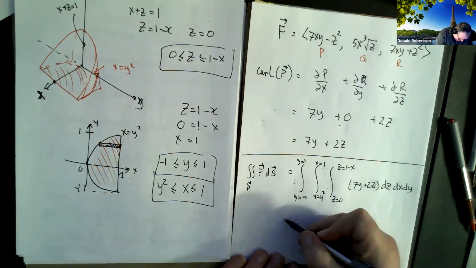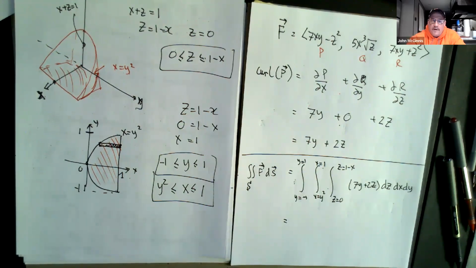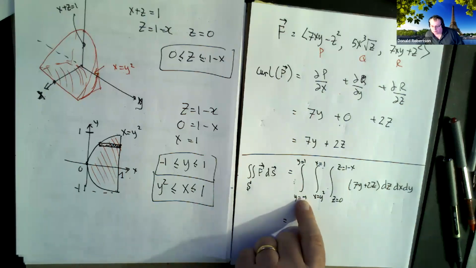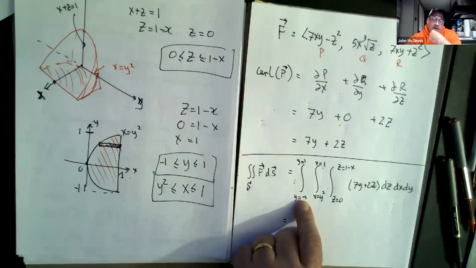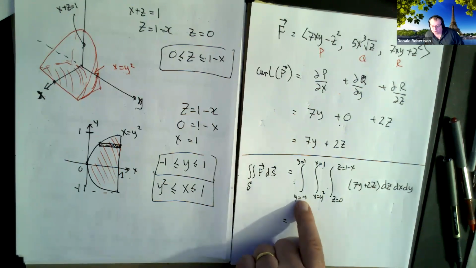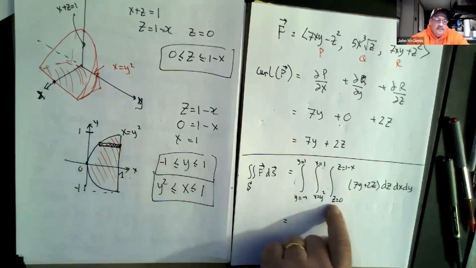For the y limit, why don't you go from negative 1 to 1? What, this one here? Sorry, I mean the x. Yeah, that one. Is that an x? Okay, yeah, that's an x.